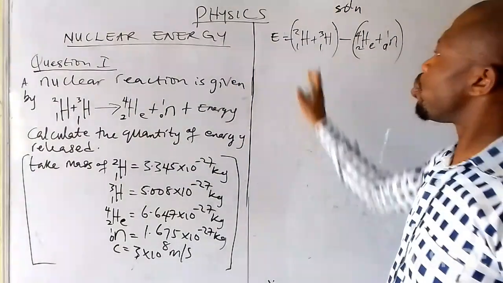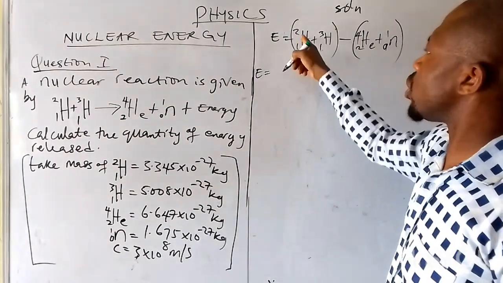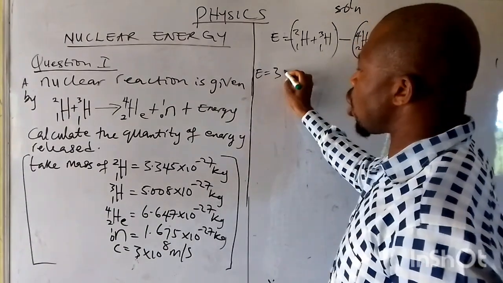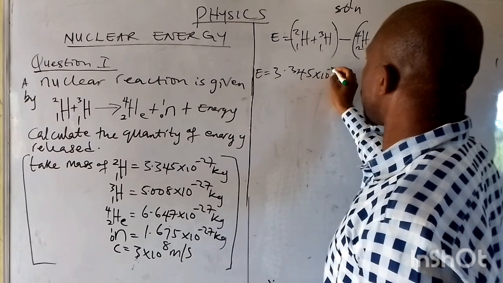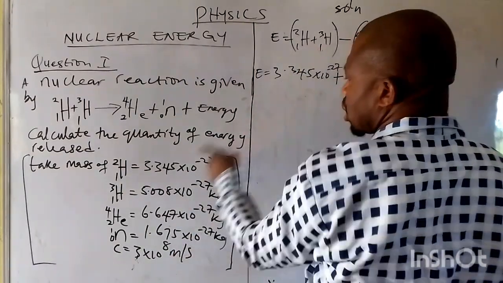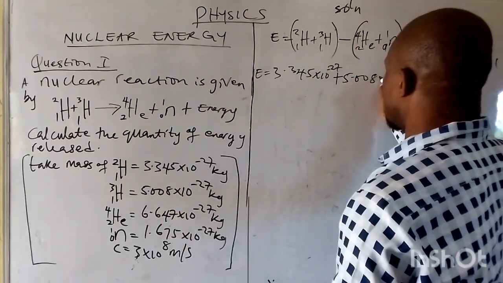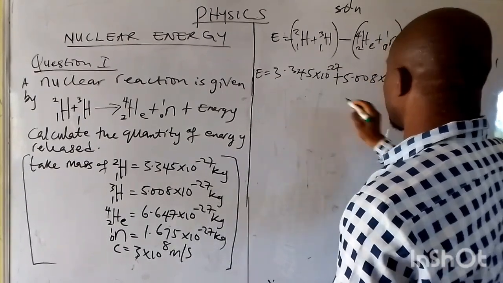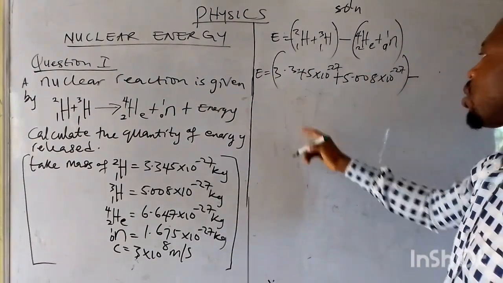Okay. Slot in the values. So energy released will now give us, for deuterium, we put this 3.345 times 10 raised to the power minus 27 plus this, which is 5.008 times 10 raised to the power minus 27. We retain this. Put our minus. I'll write it down here.